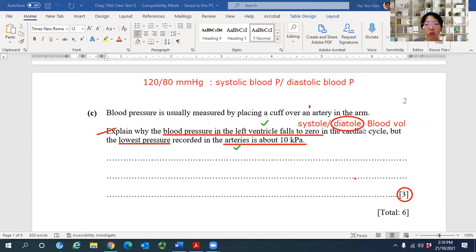So it's not squeezing the chamber, and all the blood has been emptied into the arteries during ventricular systole. So when ventricular diastole happens, there is no blood inside, and the muscles relax, okay? Therefore, the pressure falls to 0. So that is for the first marking point.